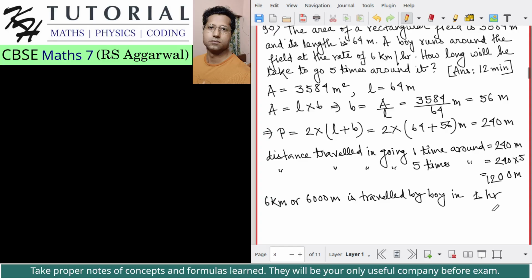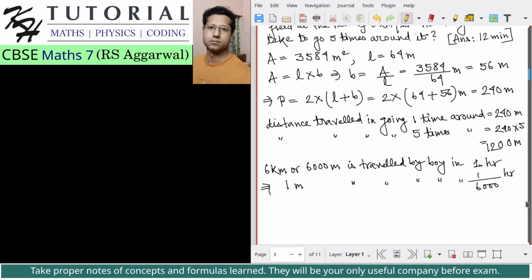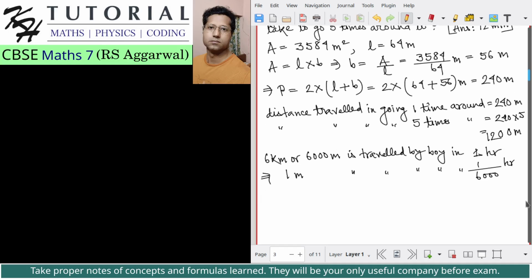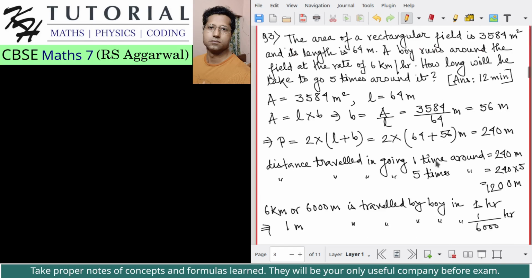Since it is given that the boy is running around the field at the rate of 6 km per hour, that is the speed of running of the boy is 6 km per hour, which means that 6 km or 6000 meter is traveled by boy in 1 hour. Now it's better we convert the hour also. I am applying unitary method. So 1 meter is traveled by boy in 1 by 6000 hour.